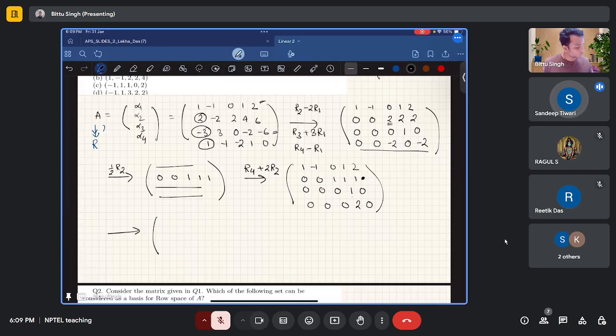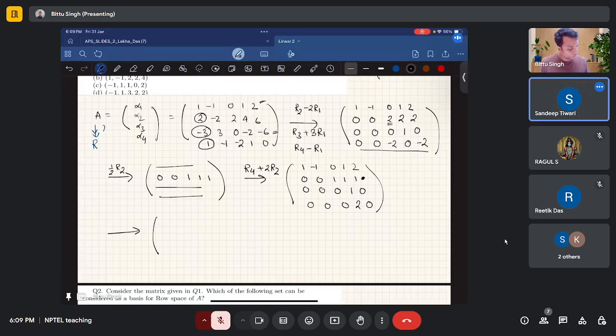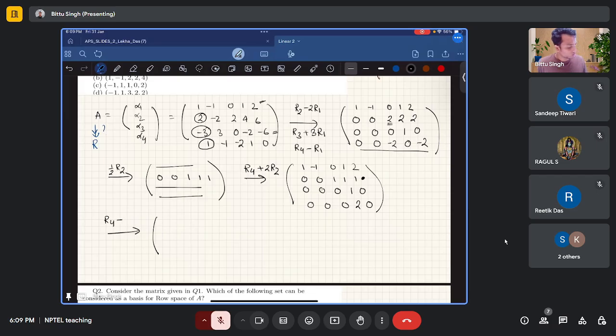Here, the last one will become 0 0. So if you perform the operation R4 minus 2 times R3, then the last row will be 0 0 0 0 0. And similarly, if you subtract the third row from the second row, then the second row will become 0 0 1 0 1, and this is unchanged, 0 0 0 1 0. Now similarly, again R1 minus R3 will give 1 minus 1 0 0 2, right?